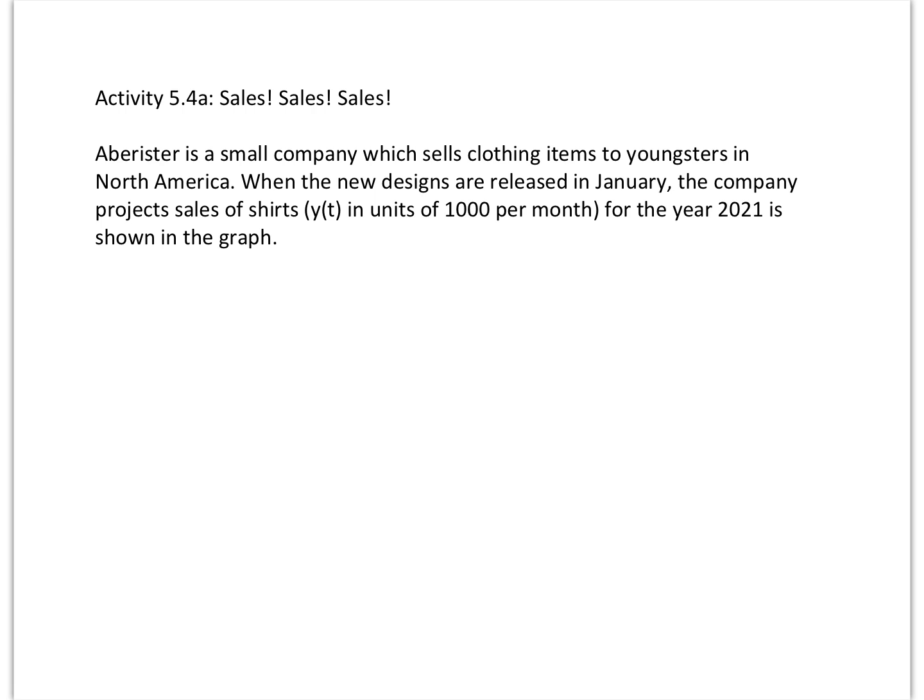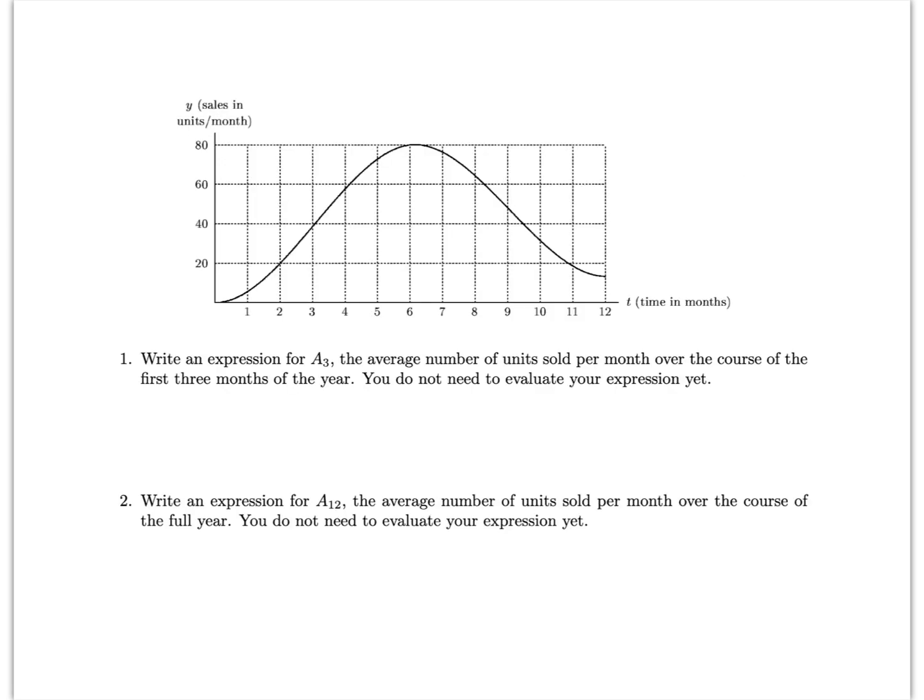So a barrister is a small company which sells clothing items to youngsters in North America. When the new designs are released in January, the company projects sales of shirts, y(t), in units of a thousand per month. For the year 2021 is shown in the graph. We want to write an expression for A3, the average number of units sold per month over the course of the first 3 months of a year. You do not need to evaluate your expression yet.